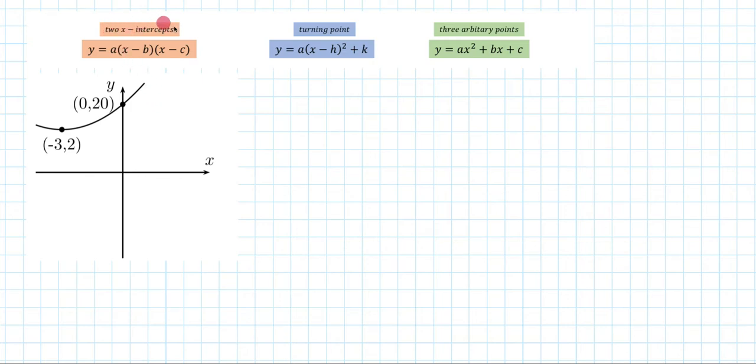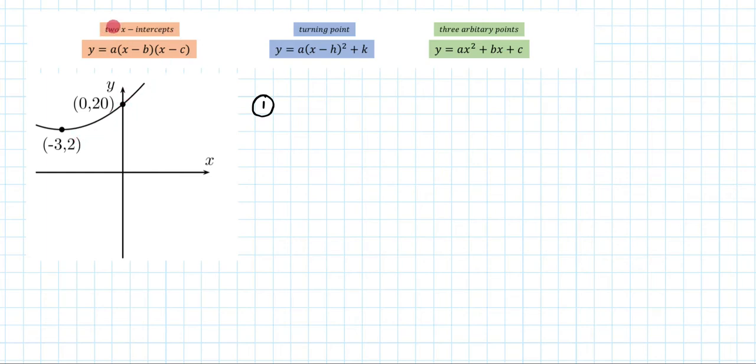When we have two x-intercepts, we can write it in this form. When we're given the turning point, we can write it in this form. And when we're given three arbitrary points, we can write it in this form. So step number one will be determining which form it's going to be in. And we'll determine that by looking here and looking at the points we've been given.